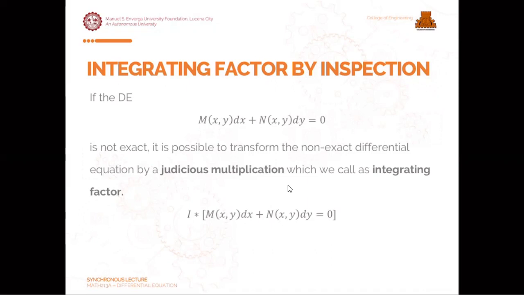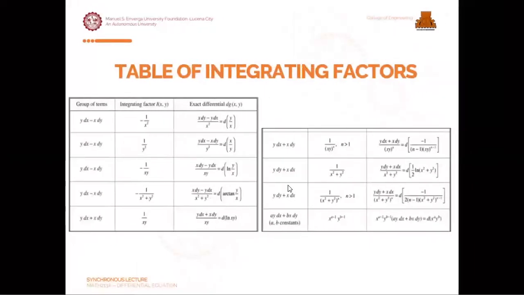Kasi, sa integrating factor by inspection, meron tayong table of integrating factors. Okay? So, meron tayong mga values na pwedeng guide to use. Okay? So, halimbawa, ito. Dahil sa first one, meron kang nakita sa equation mo na group of terms sa y dx minus x dy. Okay? So, para maging exact differential siya o exact equation siya, kailangan magkaroon siya ng x squared sa ilalim. No? So, kailangan multiply mo siya ng negative x squared para maging ganito yung form niya.